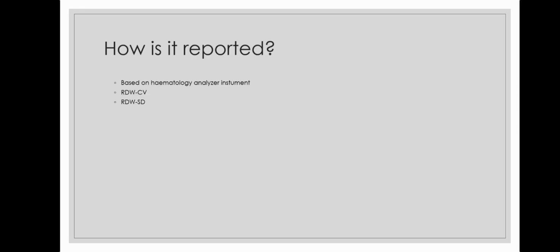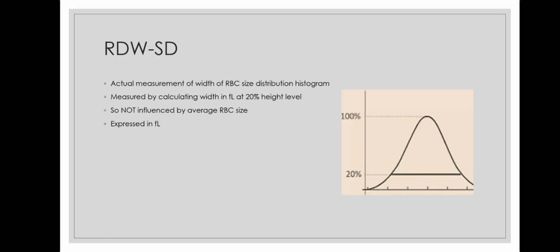Based on the hematology analyzer instrument in use, RDW can be reported as RDW-CV, coefficient of variation, or RDW-SD, standard deviation. RDW-SD is the actual measurement of the width of the RBC size distribution histogram. It is measured by calculating width at 20% height level in the particular histogram in terms of femtoliters. So it is not influenced by the average RBC size or MCV. It is expressed in femtoliters.